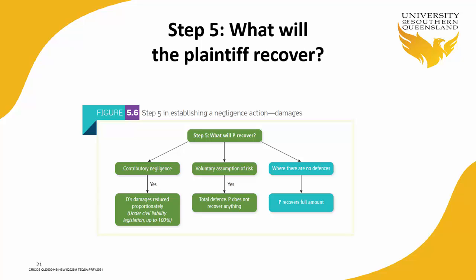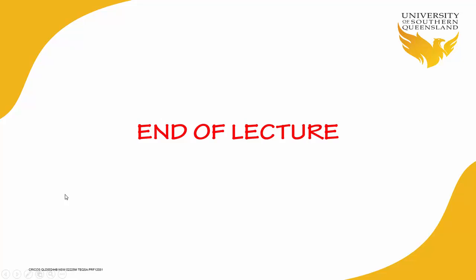So, as we said, how that affects what you will recover: if it's a contributory negligence defense, then the plaintiffs would recover only a proportionate amount of what they asked for from the court, because they would have to deduct whatever would be considered harm or damages that are suffered because of their own actions. If it's a voluntary assumption of risk, then you'll find that it is definitely a total defense and the plaintiff would not recover anything. And if there are no defenses, the plaintiff recovers the full amount that they have requested. Alright, so that's the end of our lecture for chapter 5.